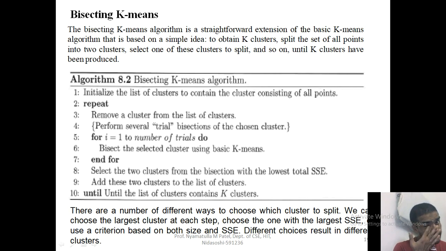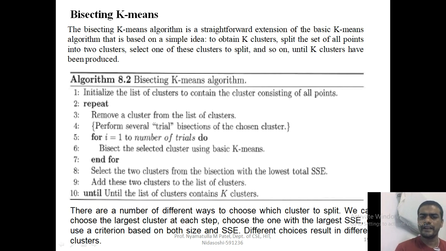So what is the bisecting k-means algorithm? What we initially need to do is initialize the list of clusters to contain one cluster consisting of all the points. Then, as the second step, we repeat the following until the list contains k clusters: remove a cluster from the list of clusters.